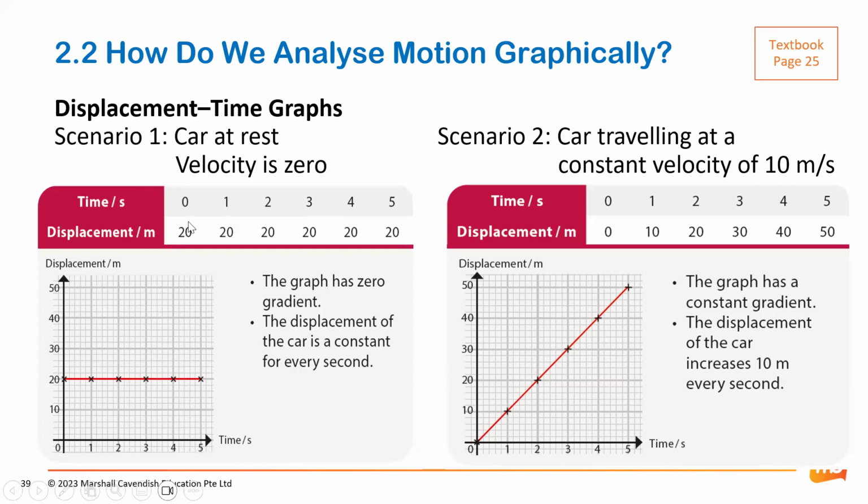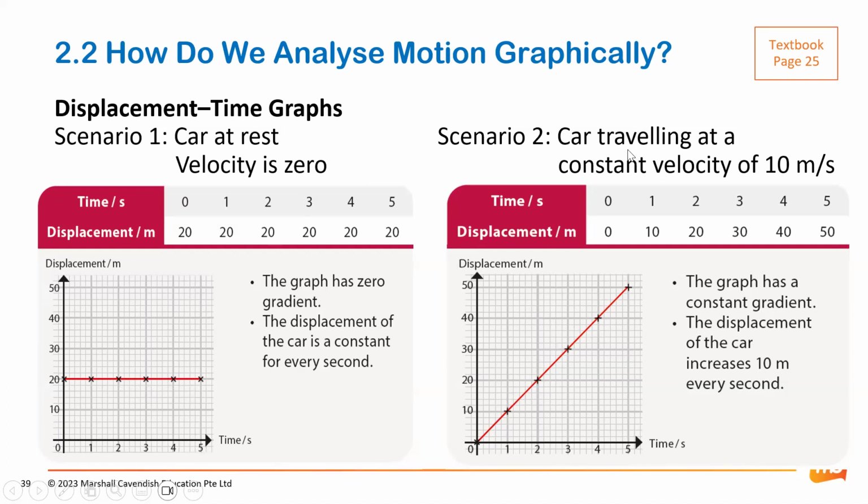So in this case, you can see that as the time progresses from 0 seconds, 1 second, 2 seconds, all the way to 5 seconds, the displacement stays constant at 20 meters. So my object is always stationary at this point, 20 meters from the starting point. If I were to plot on a graph, it will be a flat line. The gradient is 0, velocity is 0, not moving at all.